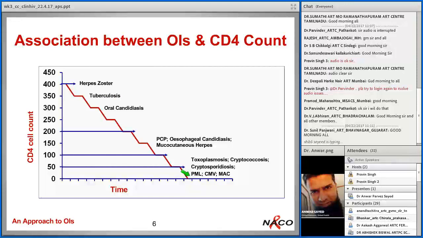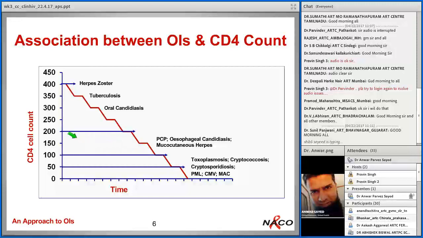And other diseases like PML, that is progressive multifocal leukoencephalopathy, which is a condition caused by JC virus, a viral infection affecting brain tissues, and it will cause leukoencephalopathy, that is whitening of the white matter. Then CMV, that is cytomegalovirus infection, and Mycobacterium avium intracellulare complex. All these things will happen, or we can suspect these things, if the CD4 count is below 100.